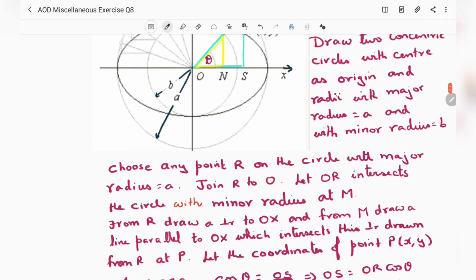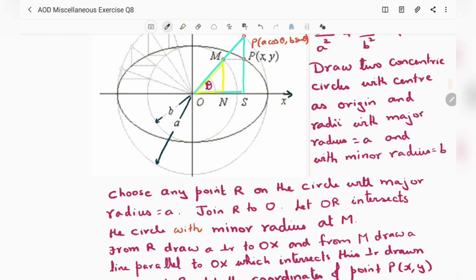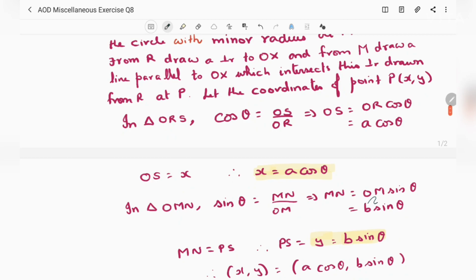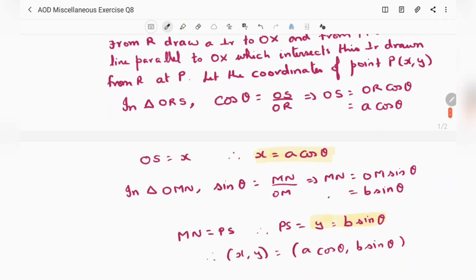Now, in the smaller triangle OMN, we find that sin theta equal to MN by OM, or we get MN equal to OM sin theta, but since OM is equal to the minor radius, that is b, we get MN equal to b sin theta. Or from the figure we observe that this y length is exactly the same as this length y. So, PS is exactly equal to MN. Therefore, we can write MN is equal to PS, or y equal to b sin theta.